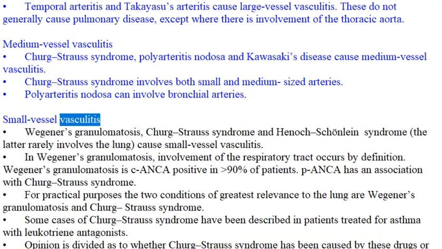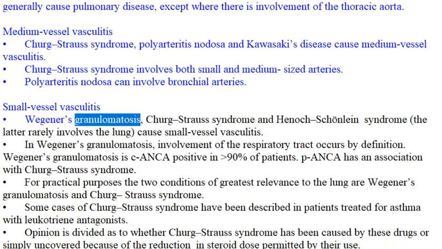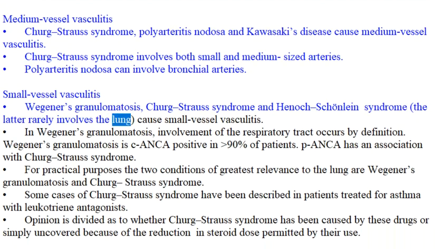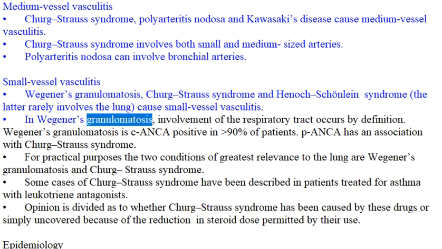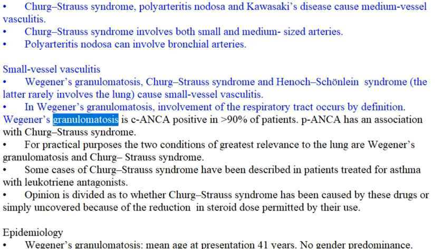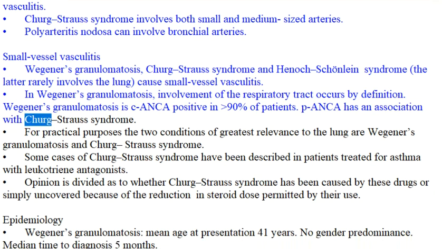Small vessel vasculitis. Wegener's granulomatosis, Churg-Strauss syndrome and Henoch-Schönlein syndrome, the latter rarely involving the lung, cause small vessel vasculitis. In Wegener's granulomatosis, involvement of the respiratory tract occurs by definition. Wegener's granulomatosis is C-ANCA positive in 90% of patients. P-ANCA has an association with Churg-Strauss syndrome.